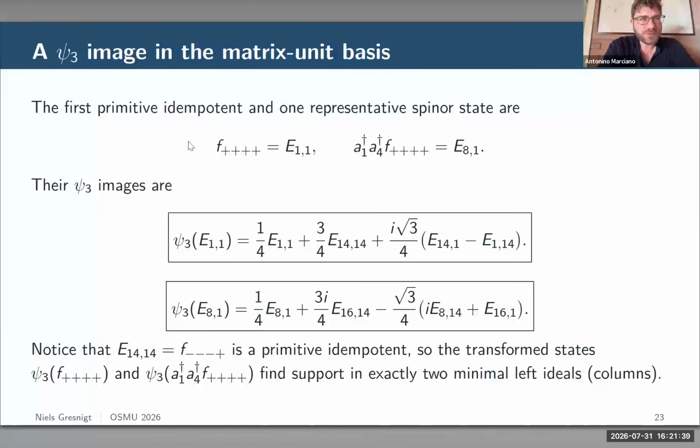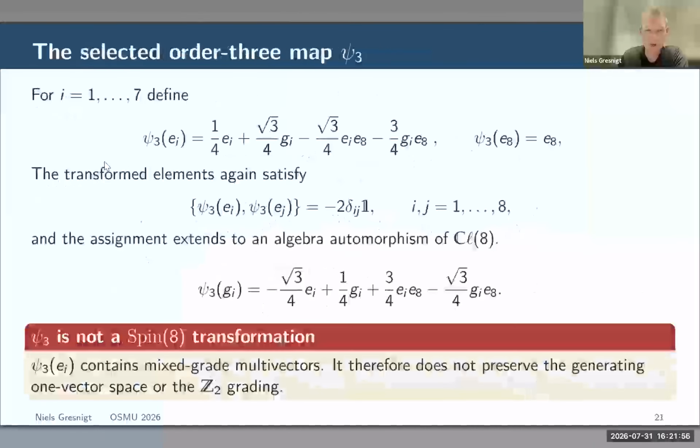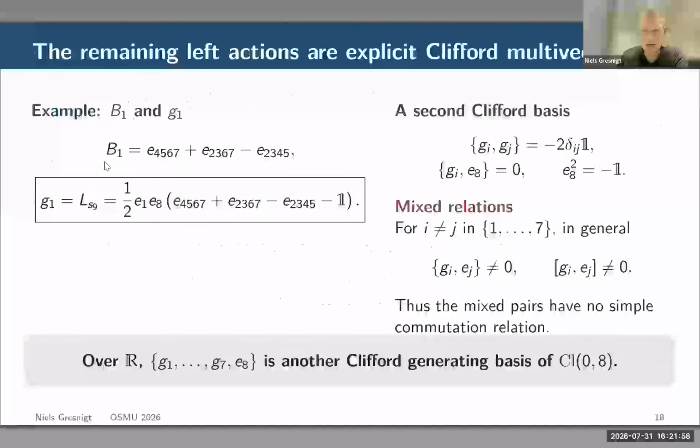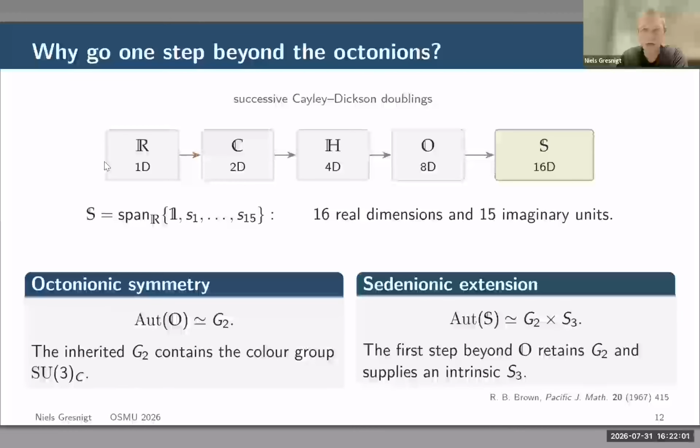I'd like to ask a little bit about this S3 selection, which is not imposed by hand. If you can comment more about that, because I find it extremely interesting. Well, in the way I see it, it's not imposed by hand because, let's go back here. If you apply the Cayley-Dickson process to the real numbers, you can generate all the division algebras that way. Are you happy with that?